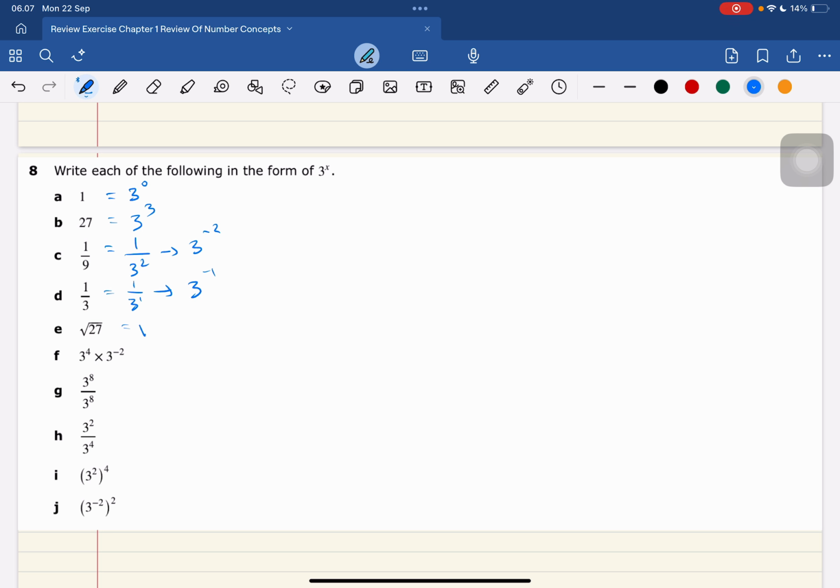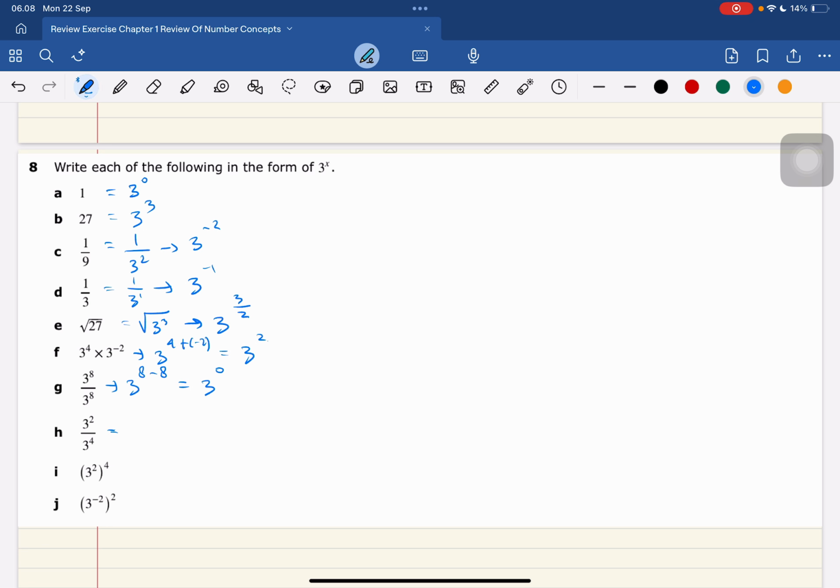27. So let's make it square root. 27 is 3 power of 3. So let's write it 3 power of 3 over 2. Next, multiplication. So we just need to add. So 3 power of 4 plus minus 2. So the answer is 3 power of 2. Division is going to be negative. So 3 power of 8 minus 8. It's going to be 3 power of 0.